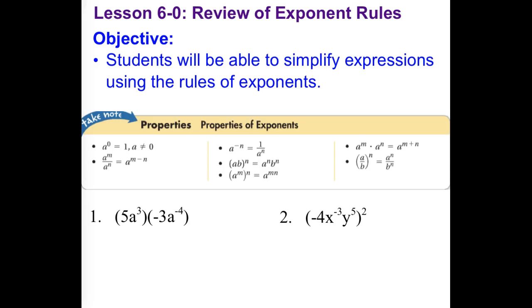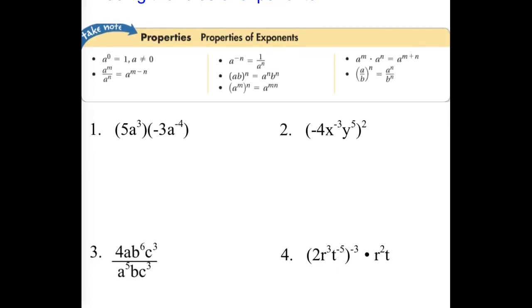The 7 rules that we have are listed in this chart here. Our first rule says that anything to the 0 power is 1, with the exception of 0. All right? We don't think of 0 to the 0 power being 1. But anything else to the 0 power is equal to a 1. That allows you to simplify things nicely when you see things raised to a 0 power.